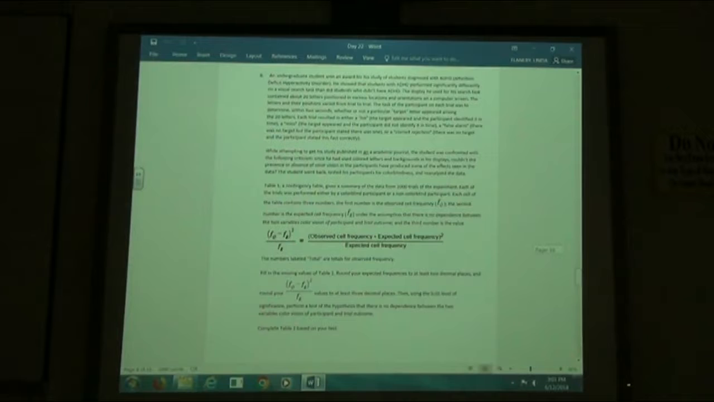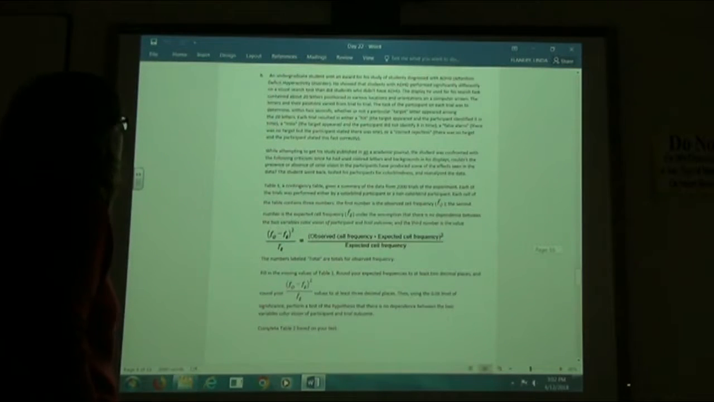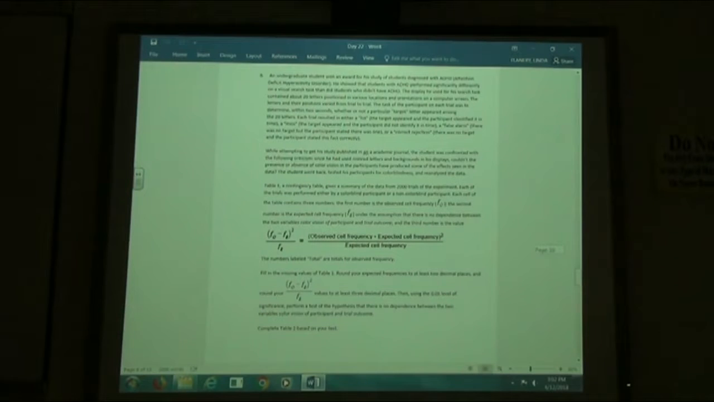So again, we're going to have a contingency table. It gives a summary of 2,000 trials of the experiment. Each trial was performed either by a colorblind participant or a non-colorblind participant. Each cell of the table contains 3 numbers. The first number is the observed frequency. The second one is the expected one that we're going to do some calculating on. And then we're going to have our formula: observed frequency minus expected frequency, squared, divided by the expected frequency.